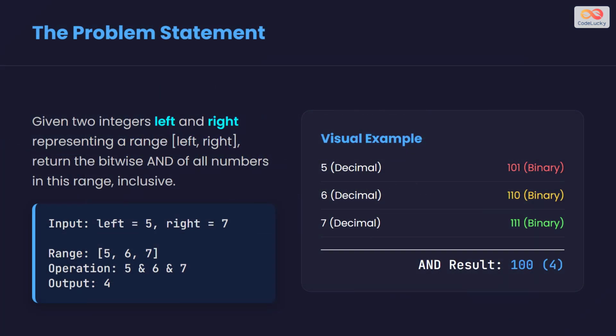Here is the challenge. You are given two integers, left and right, which define a range. Your task is to calculate the bitwise AND of every single number in that range, inclusive. For example, if the input is 5 and 7, you need to calculate 5 AND 6 AND 7. In binary, 5 is 101, 6 is 110, and 7 is 111. The result of ANDing these together is 100, which is 4 in decimal.